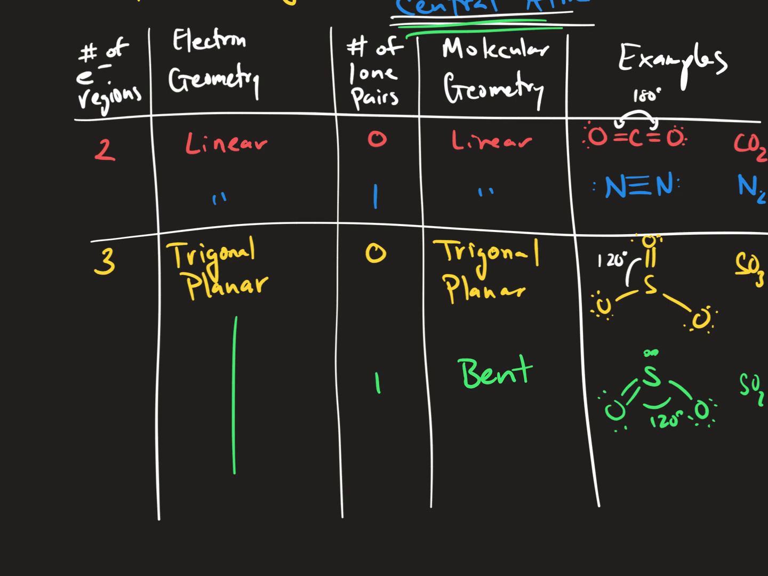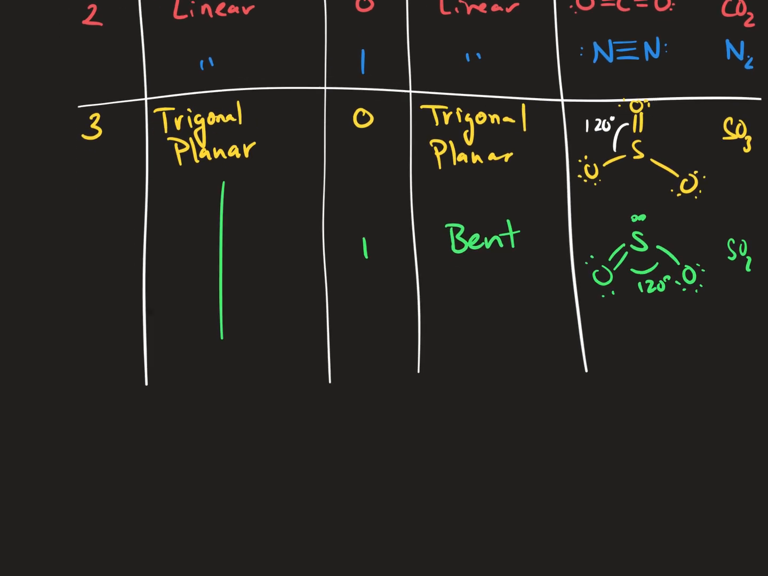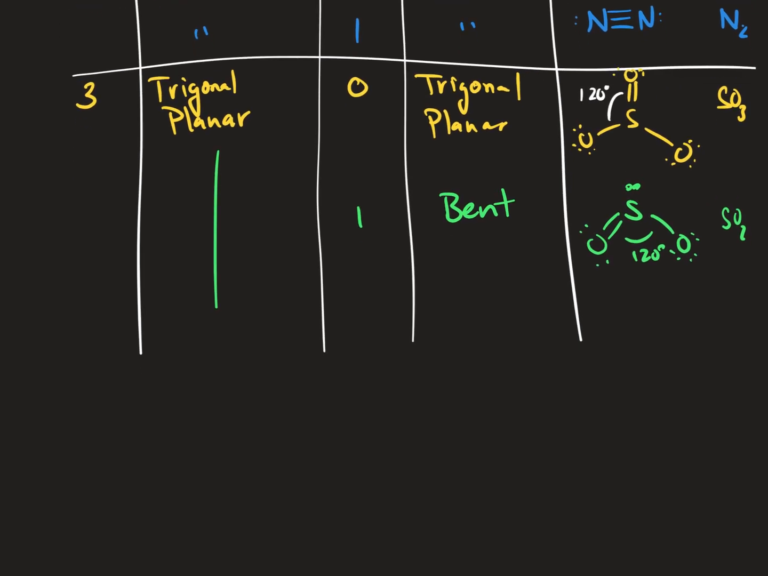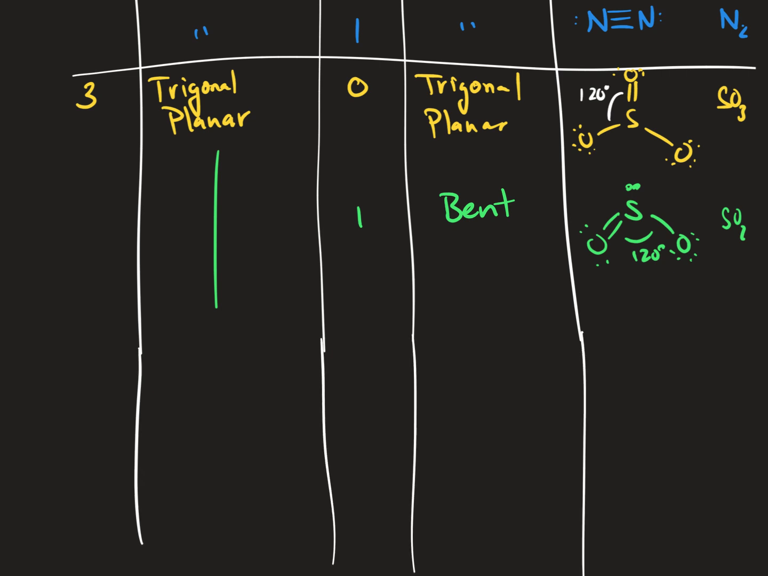All right, any questions so far? Sorry about that pause. Okay. Let's extend this down a little bit. If we have three regions, two lone pairs, this is going to be like oxygen, which looks like this.